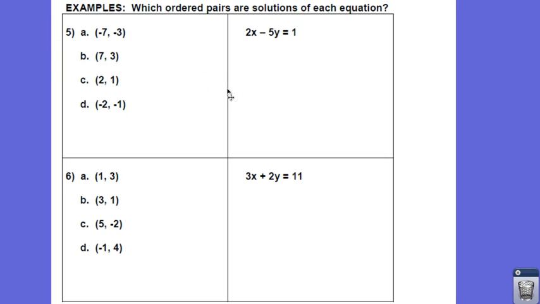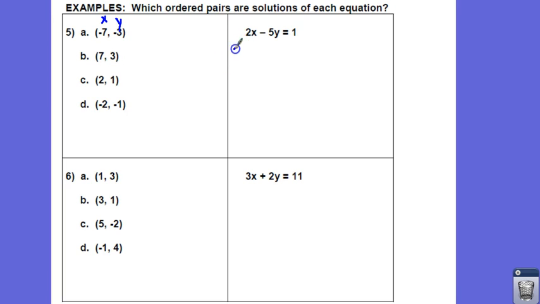So on number 5, it says, which ordered pairs are solutions to these equations? Okay, so the easiest way I know how to do this and to show this to you is for you to think of it like this. So here are the ordered pairs. This is your x and this is your y. So what you can do is go into each of these problems, so into this problem, and plug in your x, which is -7, and plug in your y, which is -3.